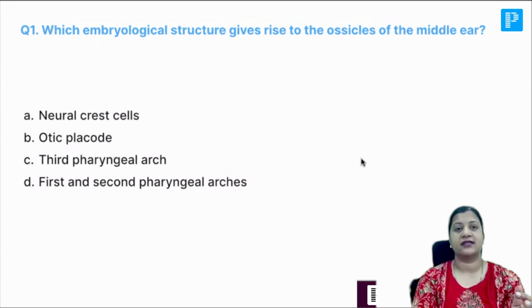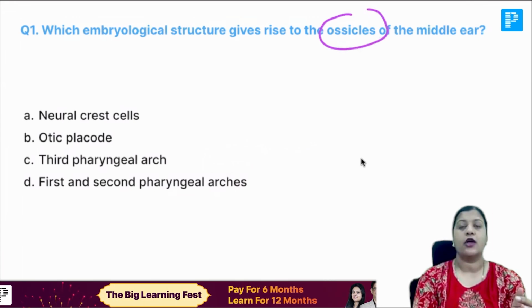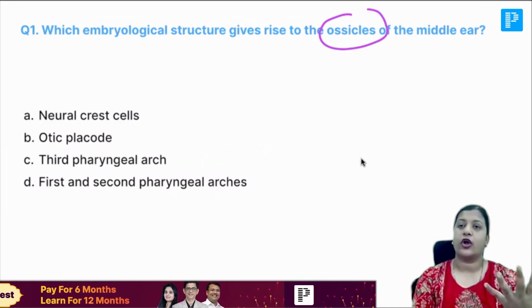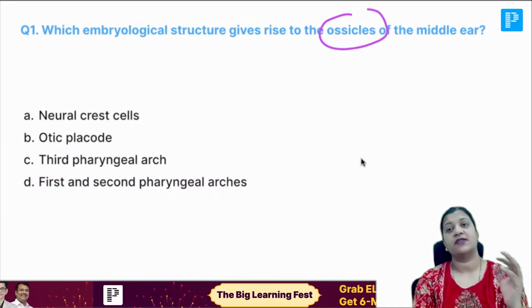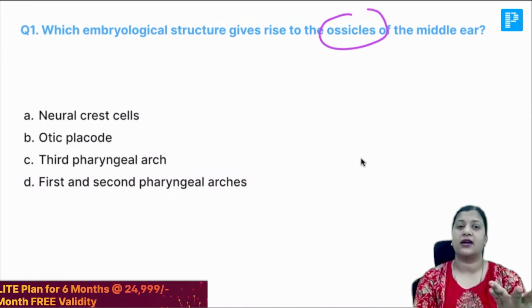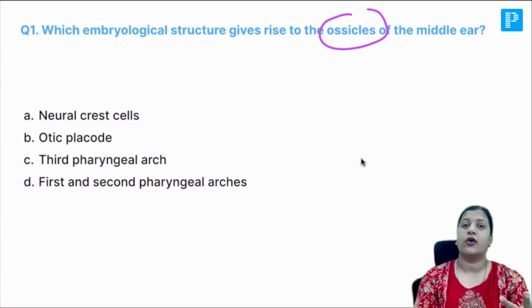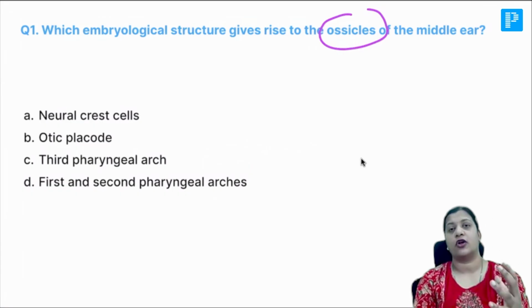So let's go to the first question. Which embryological structure gives rise to ossicles of the middle ear? Embryology per se from an INI perspective is a very, very important topic, and you can have a lot of questions, whether it is ossicles, muscles, the external, middle or inner ear. You can see a lot of questions coming from the embryological aspects.